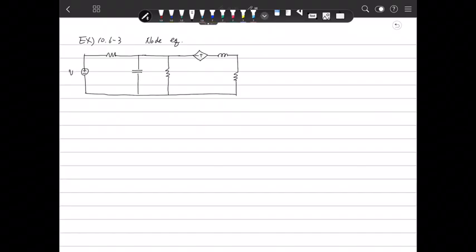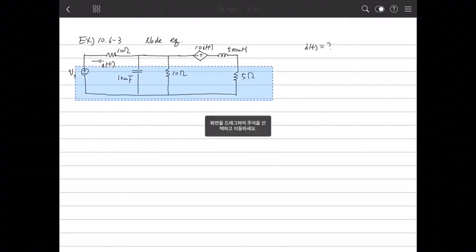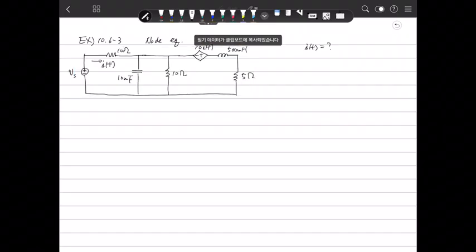Okay, this is VS. This is 10 ohm. This is 10 millifarad. This is 10 ohm. Then we define this as IT. Then the voltage is 10 IT, and 500 millihenry. This is 9 ohm. It looks complicated, but we need to calculate IT. That is the question. So to solve this, we need to redraw this circuit again.